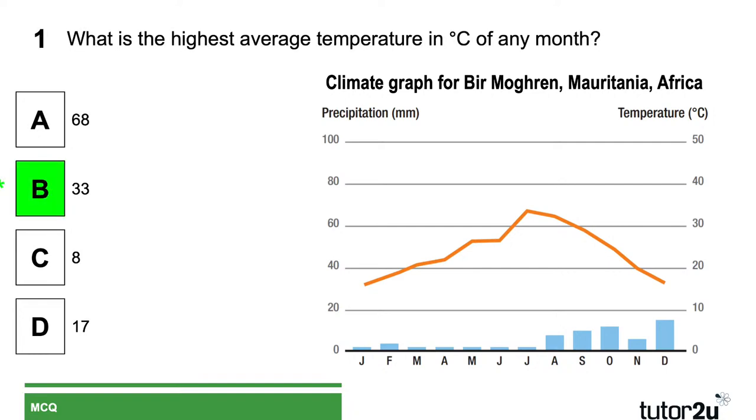Brilliant. Okay, so the highest average temperature you can see is 33 degrees Celsius. And that's because the temperature is shown by the line. So the line on the graph is showing us the temperature. And we make sure that we read the temperature here on the correct scale. And the correct scale, as you can see, is on the right-hand side axes.